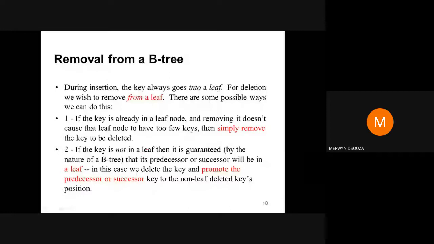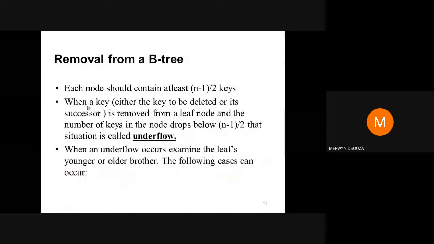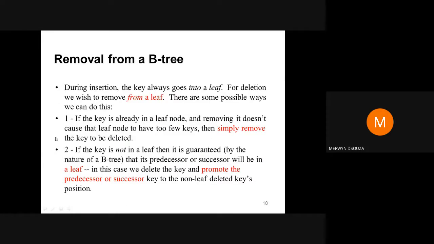So suppose the underflow occurs, that is we are having less than the minimum number of keys, then we have to perform some actions. There are some cases that you have to apply. If underflow occurs, then you're going to apply these cases. If underflow is not occurring, then you can do direct deletion like it is mentioned here.